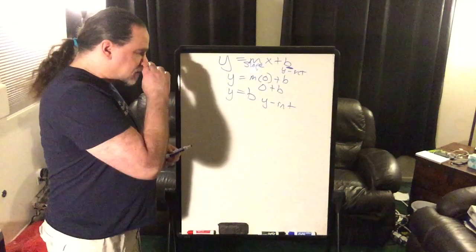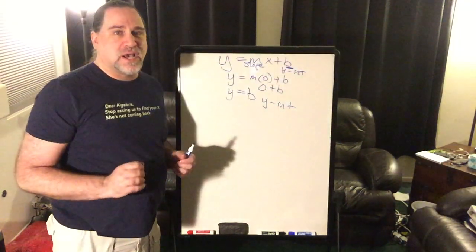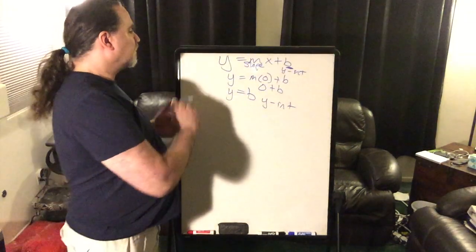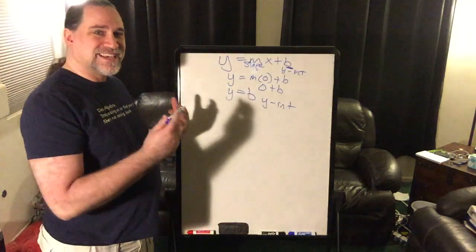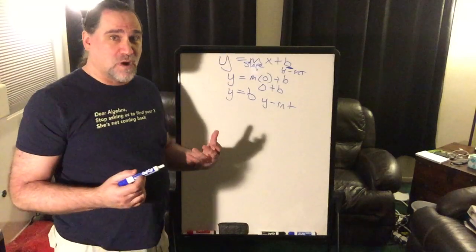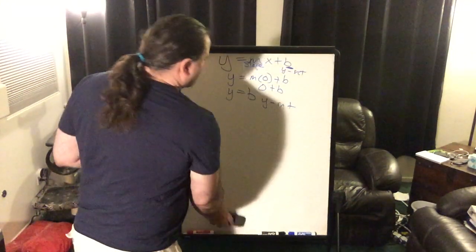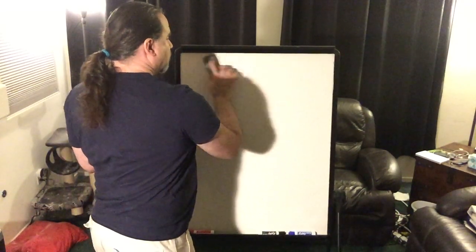Okay? So, b is our y-intercept, m is our slope when talking about slope-intercept form of a line. y equals mx plus b. All right. Now, how do we use this?